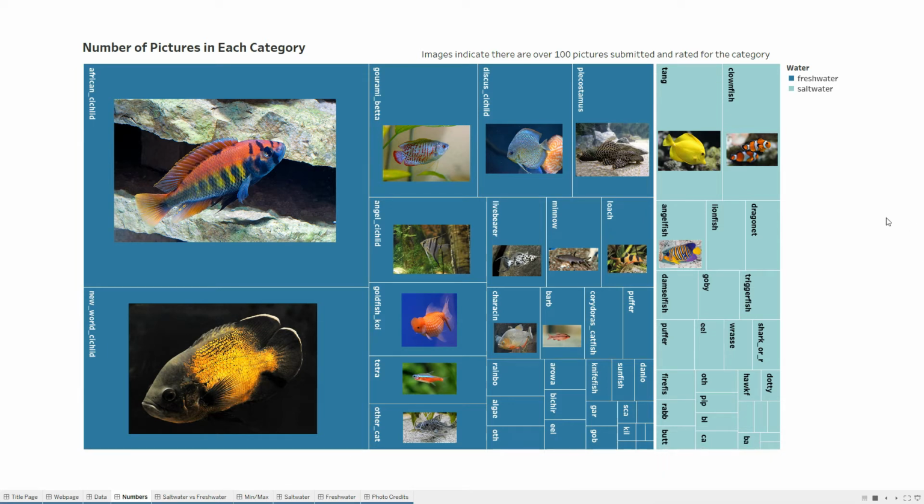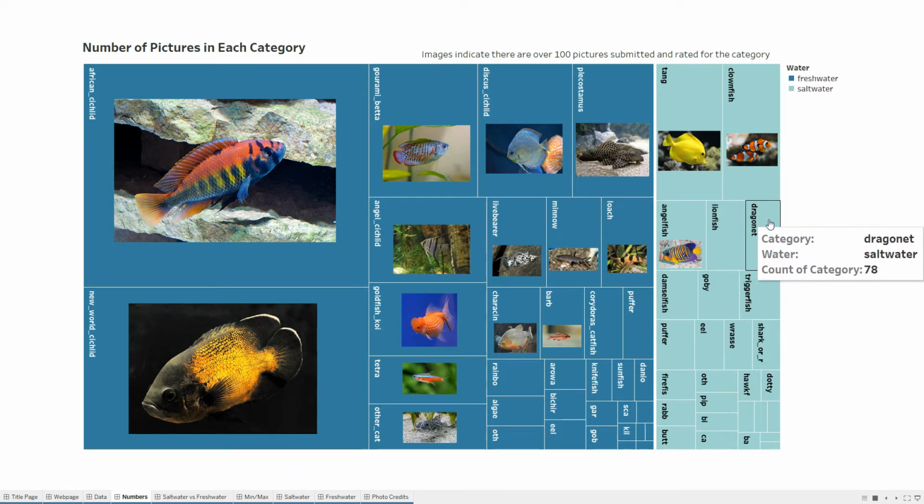For saltwater fish, the categories with the most pictures are the tangs with 291 pictures, the clownfish with 254 pictures, and angelfish with 113 pictures. Again, I'll briefly highlight the categories with fewer than 100 pictures.